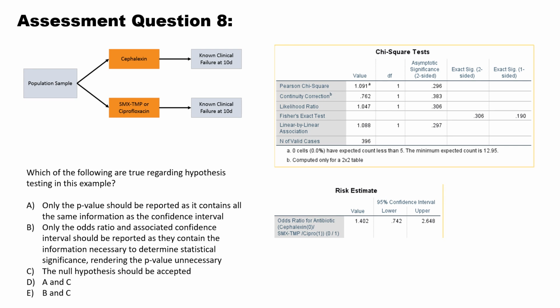So which of the following are true regarding hypothesis testing in this particular example? A, only the p-value should be reported as it contains all the same information as the confidence interval. B, only the odds ratio and associated confidence interval should be reported, as they contain the information necessary to determine statistical significance, rendering the p-value unnecessary. C, the null hypothesis should be accepted. D, A and C, or E, B and C.